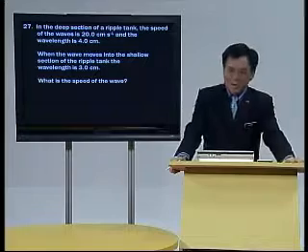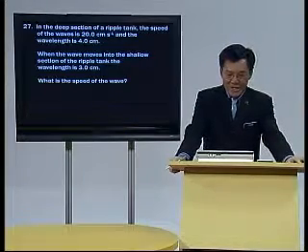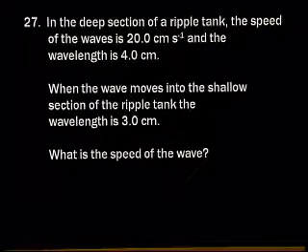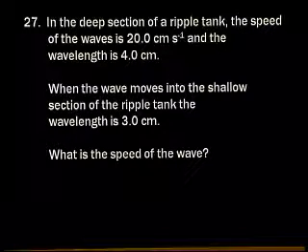Alright, let us quickly jump into the question now. In this question, number 27, let's read it. In the deep section of a ripple tank, the speed of the waves is 20 centimeters per second, and the wavelength is 4 centimeters. When the wave moves into the shallow section of the ripple tank, the wavelength is 3 centimeters. What is the speed of the wave?